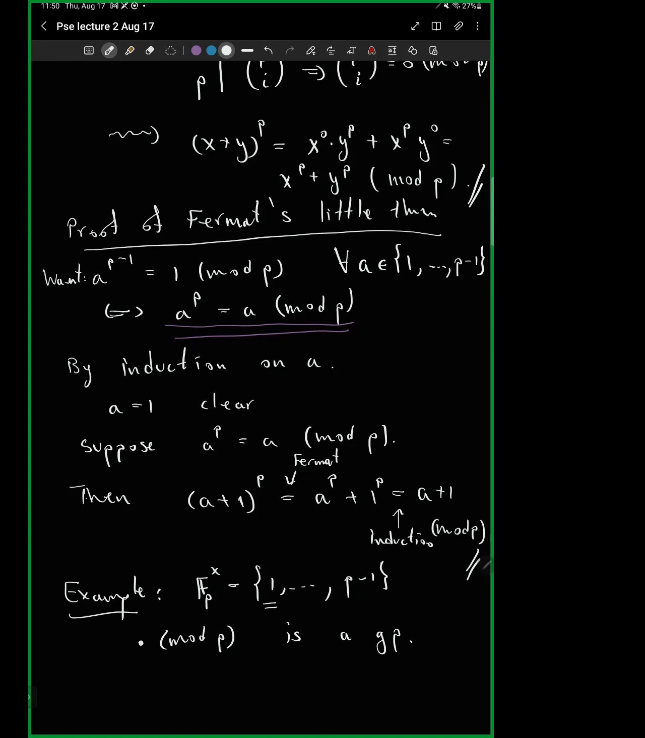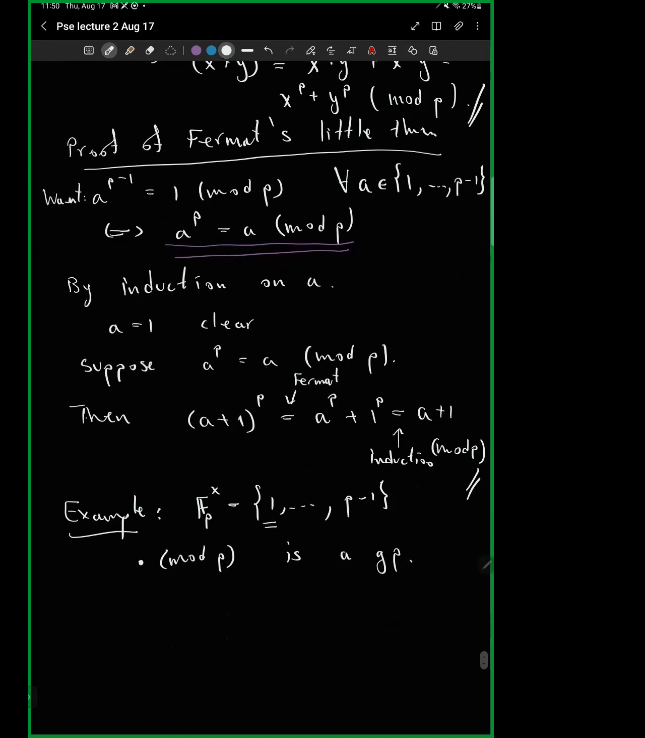But the non-trivial condition to check is that for any element a in F_p star, there exists what is called a minus 1, such that a times a minus 1 is equal to 1. Can anybody say what is going to be a minus 1?